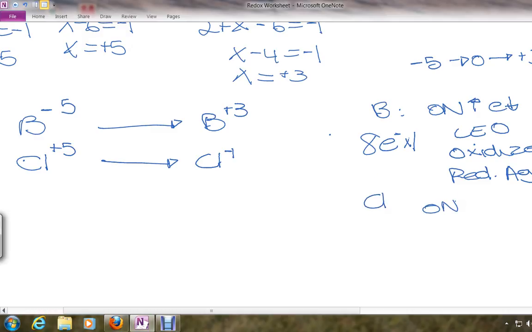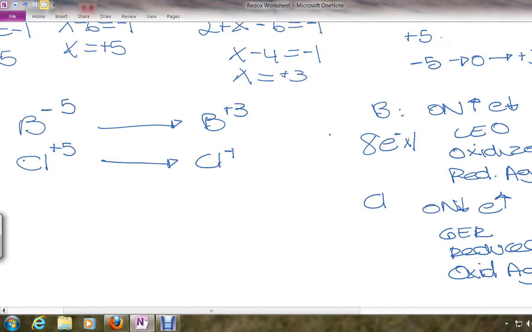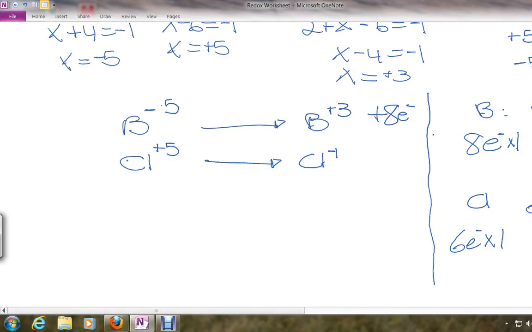Now let's go with the chlorine. Chlorine's oxidation number is going down, the opposite, so electrons are going back. So it's gaining electrons and it's reduced and it would be the oxidizing agent. How many electrons from +5 to -1? +5 to 0, 0 to -1. So it's going to be 6 electrons. How many chlorine atoms do we have? 1, so it's by 1. So we put our 8 electrons here if it's losing electrons.